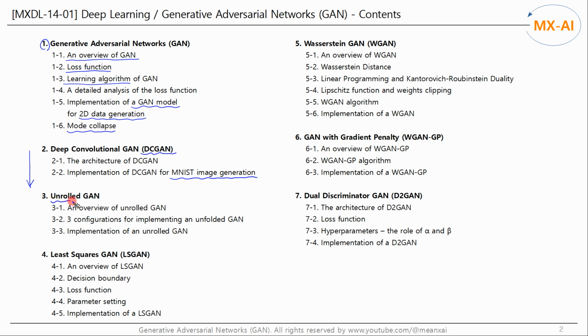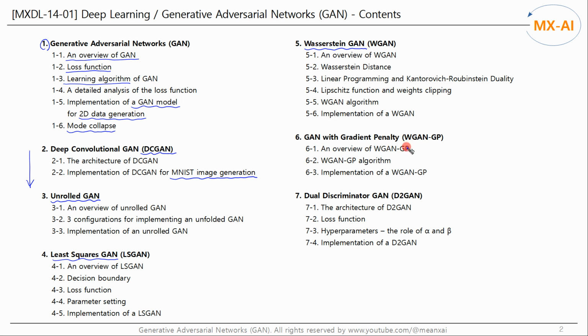In Chapter 3, we will look at the unrolled GAN introduced by Luke Metz et al. in 2016. In Chapter 4, we will look at the least squares GAN proposed by Xudong Mao et al. in 2016. In Chapter 5, we will look at the Wasserstein GAN introduced by Martin Arjovsky et al. in 2017.